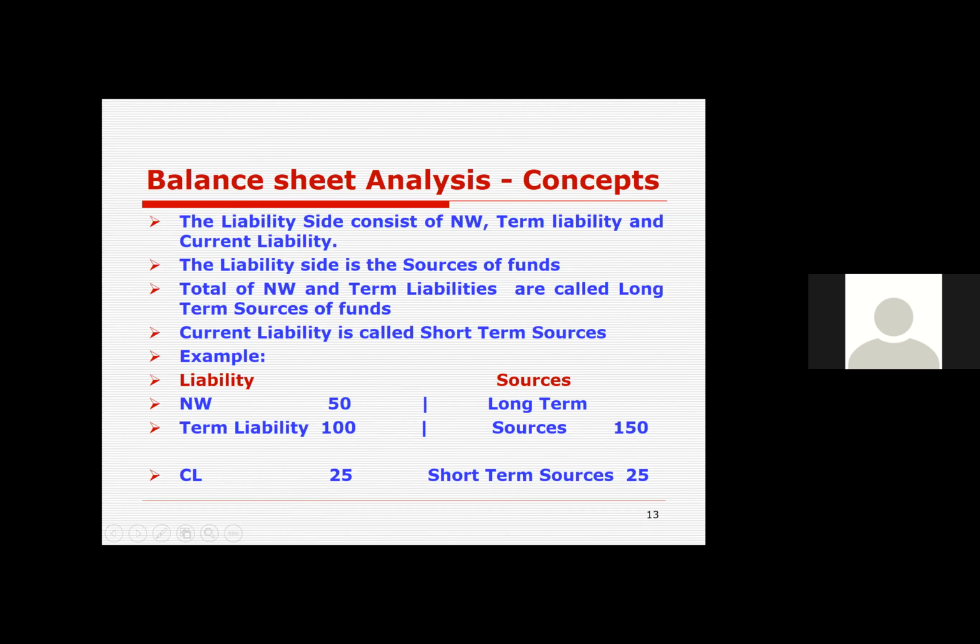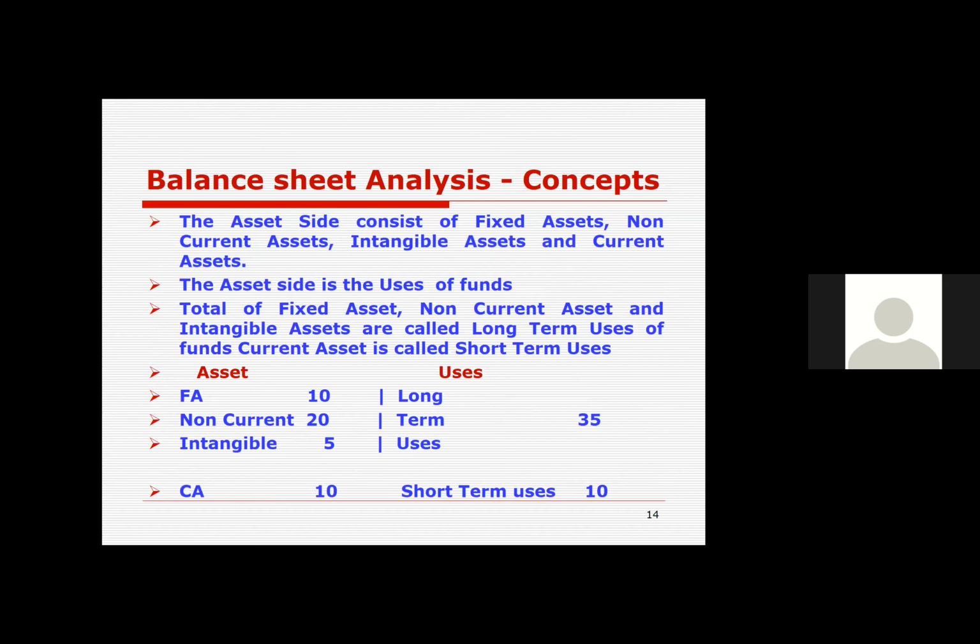So the total sources is the liability side, which is divided into long-term source and short-term source. Long-term source means net worth plus long-term liabilities. You know what is net worth. You know now what is a long-term liability. Now, we will go to the asset side. Similarly, assets are the uses of funds, long-term uses and short-term uses.